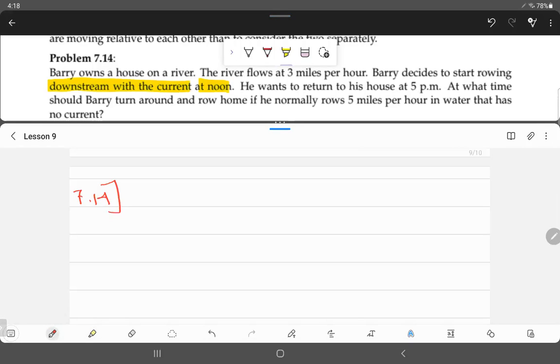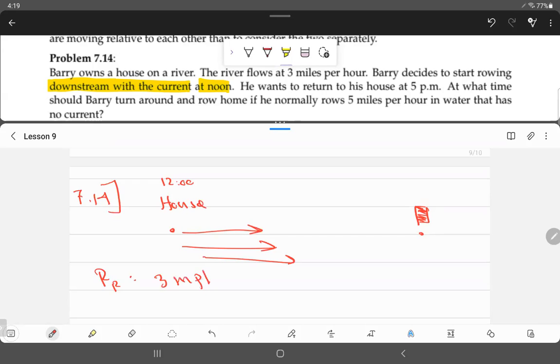So let's say this is his place. This is the river. Oh, sorry, this is not the river. This is the place that he's going to. I don't know, let's say he's going here somewhere. This is the river, okay? And he's going downstream from his house. So this is downstream, this is the current, right? At noon, so this is 12. The rate of the river is 3 miles per hour.